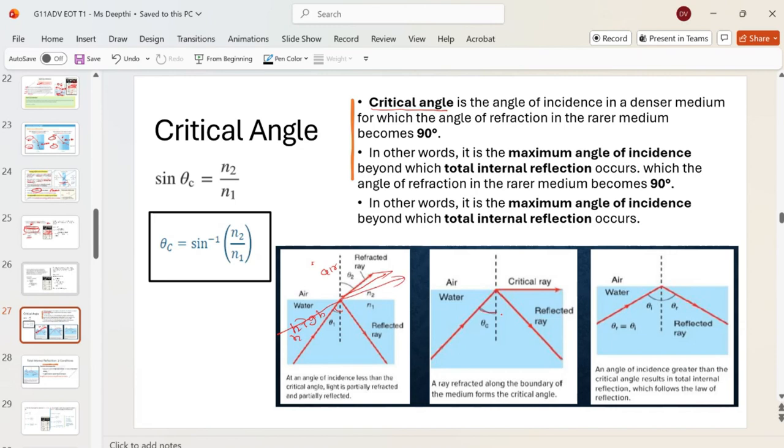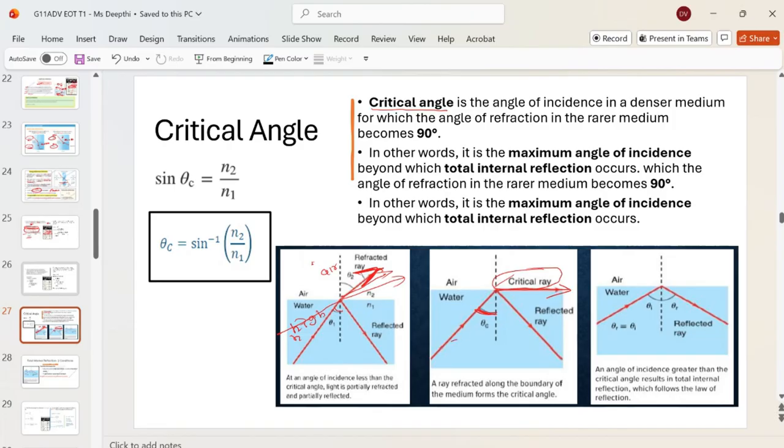So as you go on increasing, what happens to the refracted ray? Look at this refracted ray. When you increase to a particular angle, the refracted ray will not go into the air. It will go along the boundary between the air and the water. So we do not call it the refracted ray, we call it the critical ray. Because it did not refract, it just went along the boundary.